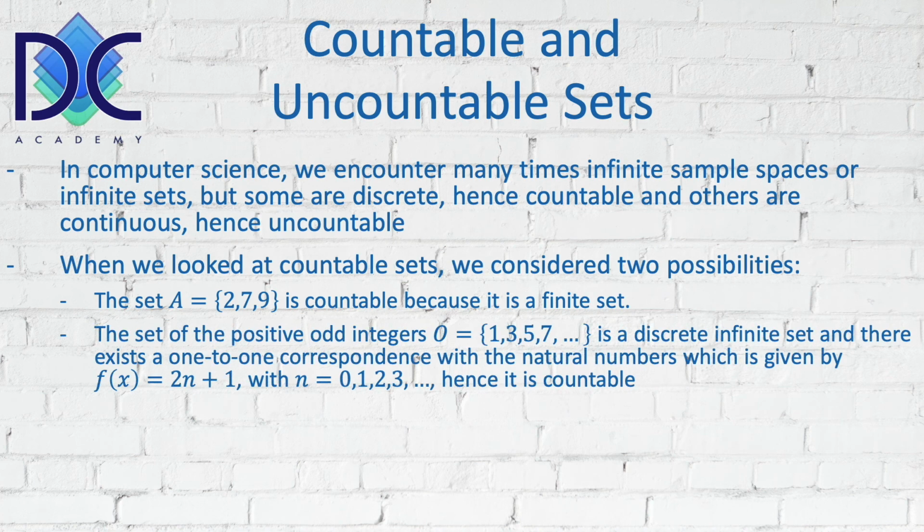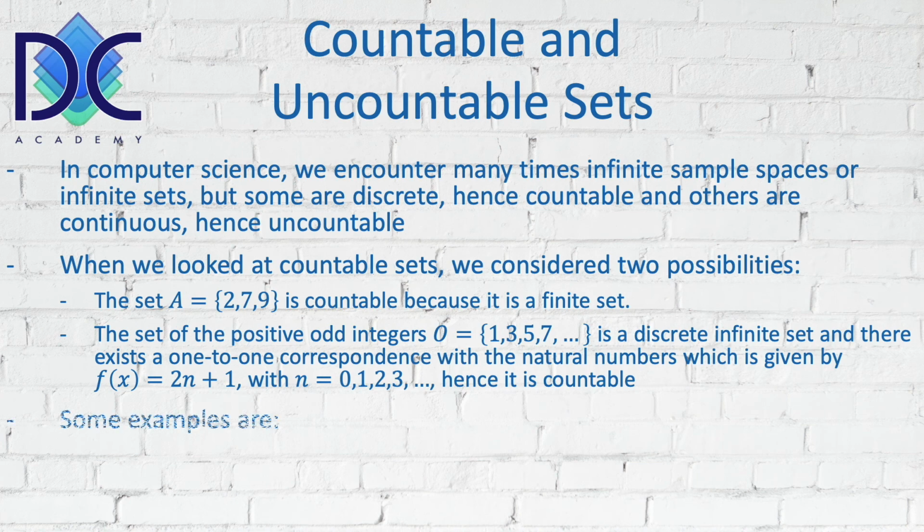Now, the other element, when we look at a set, let's say the positive odd integers, which is given by 1, 3, 5, 7, 9, and so on. This is also a discrete set, but in this case, the set is infinite. And what we can say here is that there exists a one-to-one correspondence with the natural numbers, which is given by f of n is 2n plus 1, with n starting from 0, 1, 2, 3, and so on. And the fact that we have that one-to-one correspondence, we can say that this set O of the positive odd integers is in fact countable.